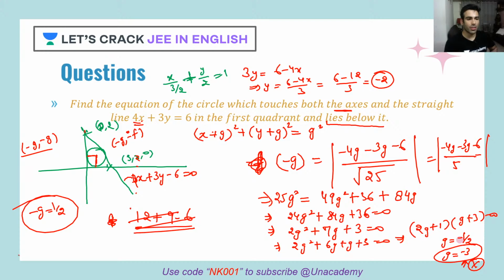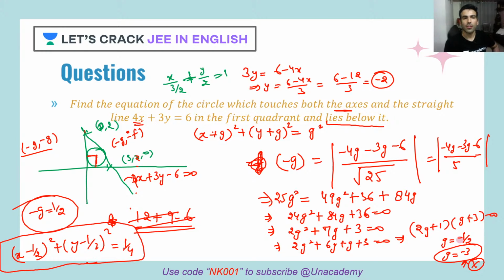So your circle's equation here would be x minus half whole square plus y minus half whole square is equal to 1 by 4. This will be the equation of the circle. I hope everything is clear for you guys. If you have any doubt, you are free to ask. If you want to cross check, it's very easy. You can just draw perpendicular from half to this line and you can just check it.